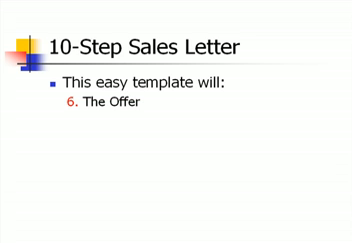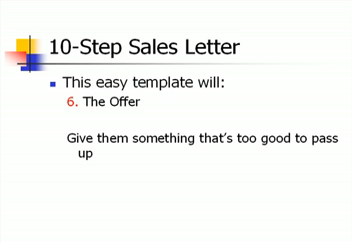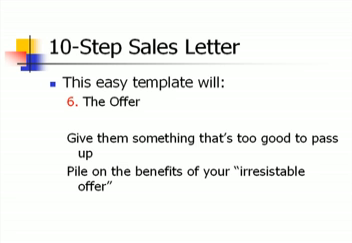6. The offer. In this part of the letter, you want to create an offer that the reader would just plain be stupid to pass up. I know that's a harsh way of putting it, but it's dead-on accurate and exactly what you want to accomplish. You want to make the offer so great that the person is literally thinking, I'd be an idiot if I didn't take advantage of this. Some people call this the irresistible offer, and that's what you need to create.